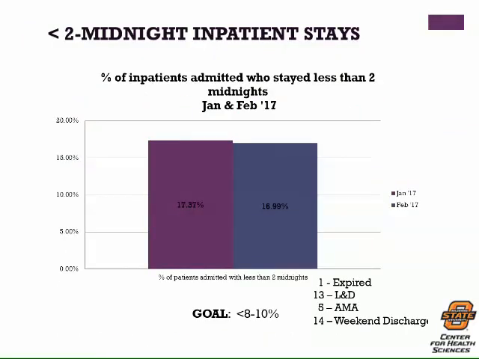So very briefly, just to highlight some of the things that we see as areas for improvement at this facility: our less than 2 midnight inpatient stays. At the time of admission, if we think that the patient is going to stay for 2 midnights or more, then they should be in inpatient status, which is an order. Our percentage of patients that stay less than 2 midnights is staying consistently around 17%, which is pretty high. There isn't a dedicated goal. I just put that it's less than 8 to 10% because that's what other facilities I've talked to have for their rates of less than 2 midnight stays. So we're having about 100 a month.